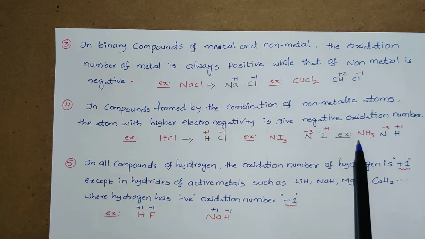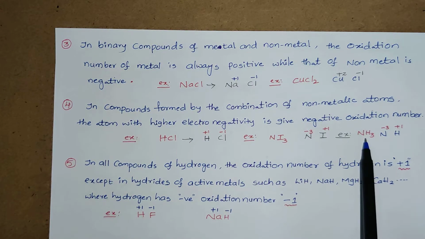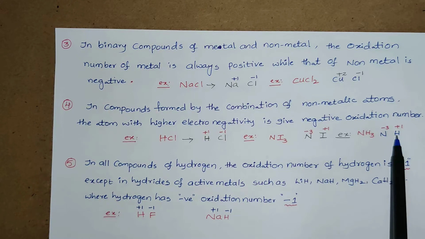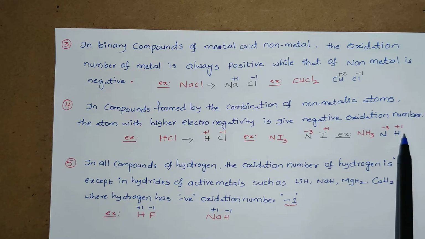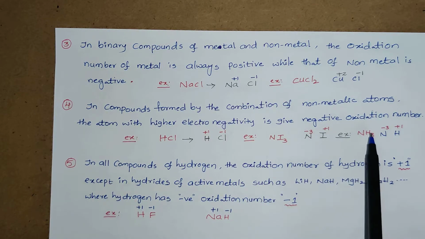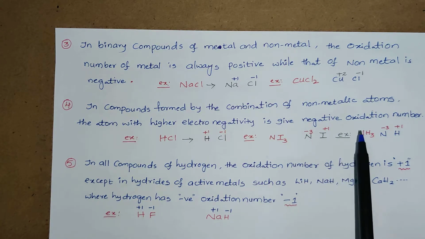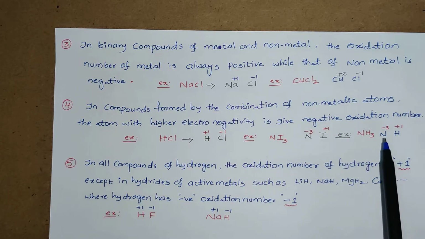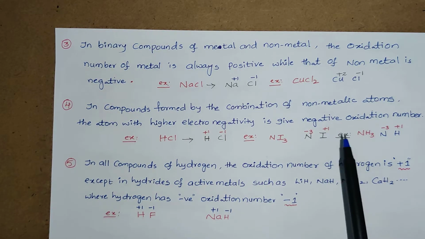Similarly, here is the NH3 molecule. In NH3, nitrogen is more electronegative than hydrogen. Both nitrogen and hydrogen are non-metals. Nitrogen is more electronegative, so it shows a negative oxidation state of -3. Hydrogen shows a positive oxidation state. So in a compound formed by non-metal atoms, whichever is more electronegative shows the negative oxidation state. Obviously, the other shows the positive oxidation state.